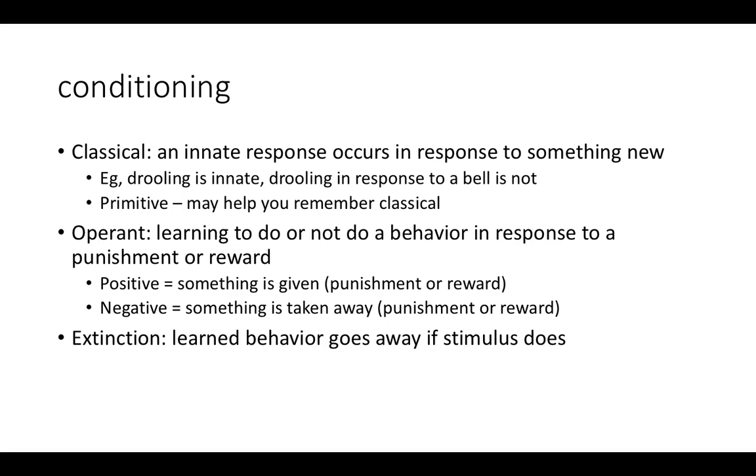The next type is operant conditioning. This is learning to do a behavior in response to a punishment or reward. There's basically four different types: positive punishment, negative reward, positive reward. So when you're going through that quadrant that they have in the book, just remember that positive means that something is given, be it a punishment or a reward, and negative means that something is taken away, be it a punishment or a reward. If you remember that, then you can figure out what the different ones mean without having to memorize anything. Then extinction is when a learned behavior goes away if the stimulus goes away.